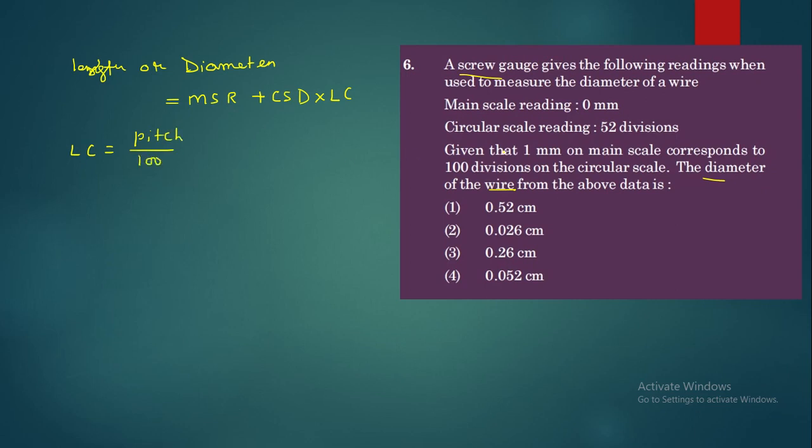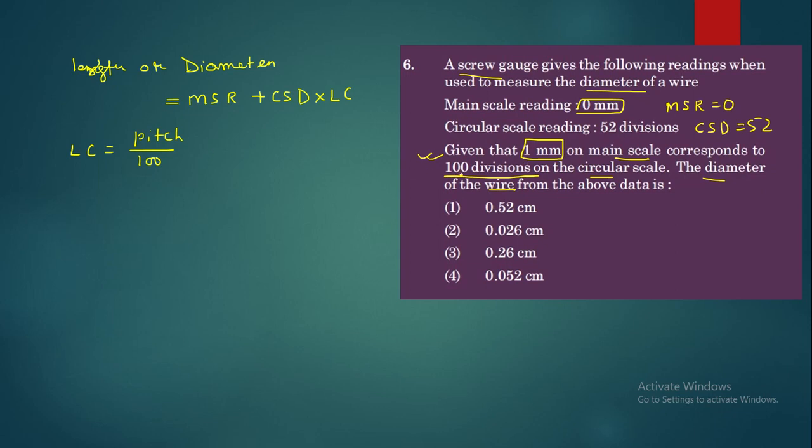Let's read the question. The question says that when we attempt to measure the diameter of the wire, the main scale reading comes out to be 0. So MSR is equal to 0 and the circular scale division is 52. Then it says that 1 millimeter of main scale corresponds to 100 divisions of the circular scale. This is the description or characteristics of the screw gauge. It means that when we rotate the screw by 100 divisions, then the screw will move forward or backward by 1 millimeter of length. So this is the definition of the pitch.